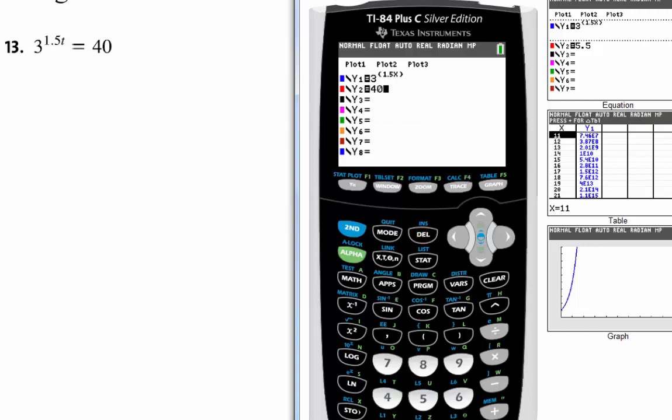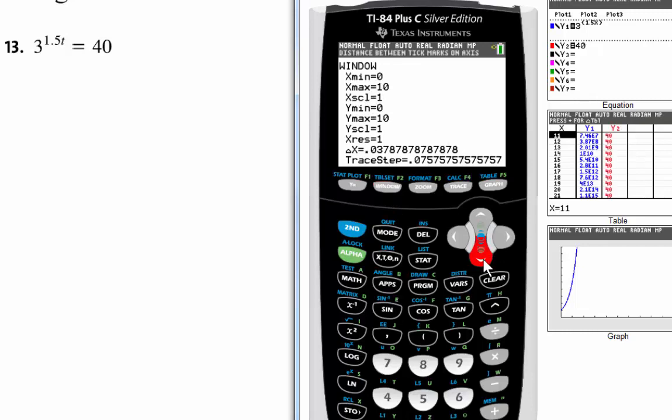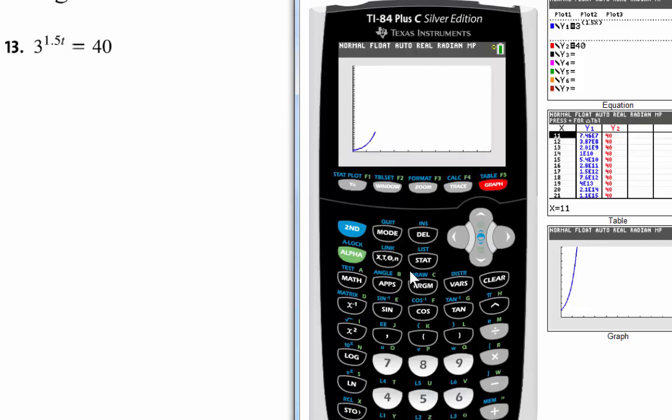Now my window, for x min and max, I can still go 0 to 10, but for my y maximum, I have to be at least bigger than this 40, right? Because when I graph y2 equals 40, that's going to give me a straight line at 40, so my y max has to be bigger than 40. I don't know, I'll put in 60. Maybe you use 50, maybe you use 75. Any number bigger than 40 should work. I press graph. And my calculator's a little slow, but bear with me.